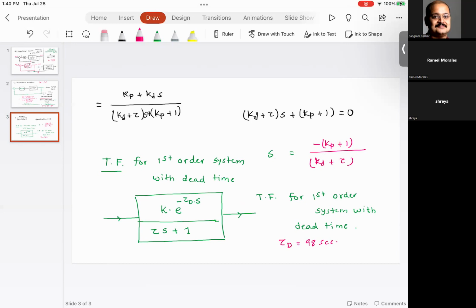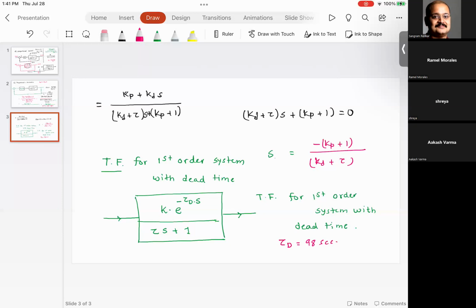I'm waiting for MATLAB to open. So please open MATLAB. And let's very quickly look at the response of the first order system with proportional control, proportional plus derivative control, and then we will look at the proportional, derivative and integral control. But this is the equation for the first order with dead time.